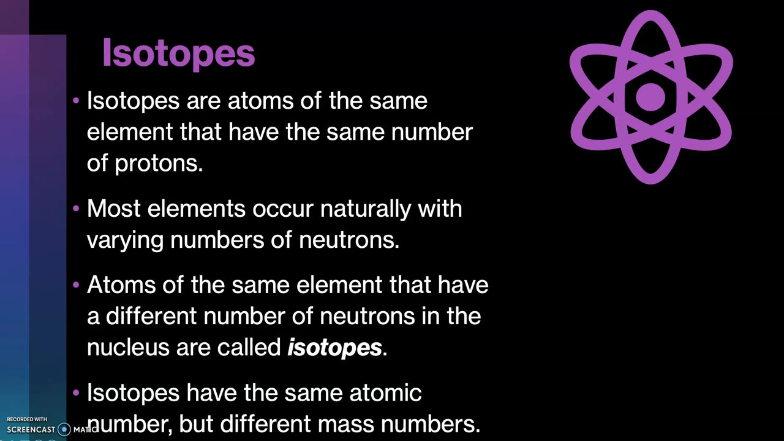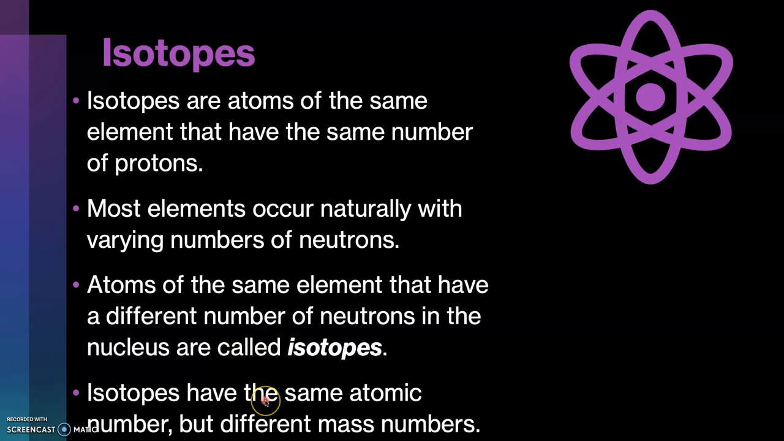So on Monday, I talked about isotopes. Let's recall: what are isotopes? Isotopes are atoms of the same element that have the same number of protons. Most elements occur naturally with varying numbers of neutrons. So atoms of the same element that have a different number of neutrons in the nucleus are called isotopes.